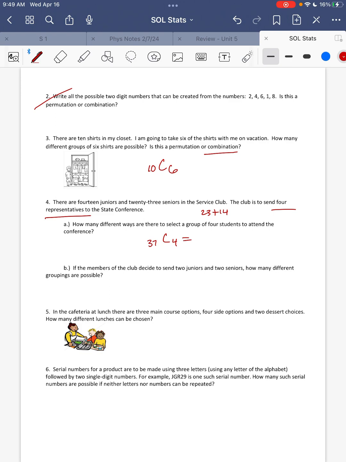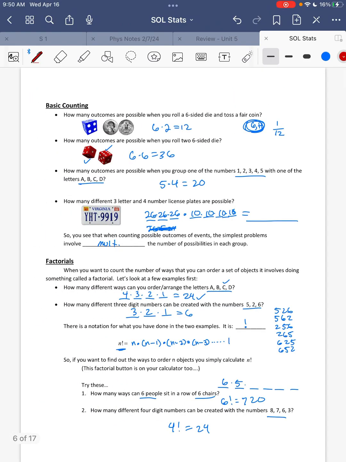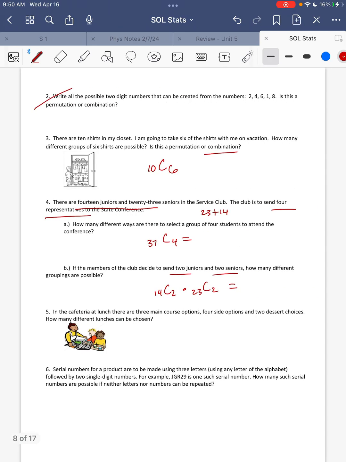Then here, the members of the club want to send 2 juniors and 2 seniors. There was a reason I gave it to you broken up like that. If I want to do this at the same time, I'd have 14 juniors, I'm going to choose 2. Then I have 23 seniors, I'm going to choose 2 of them. With that, you would take these 2 answers and multiply them together. So just get those 2 answers on Desmos and multiply them because you're doing these at the same time. It kind of goes back into the thing that we did earlier with basic counting, right?